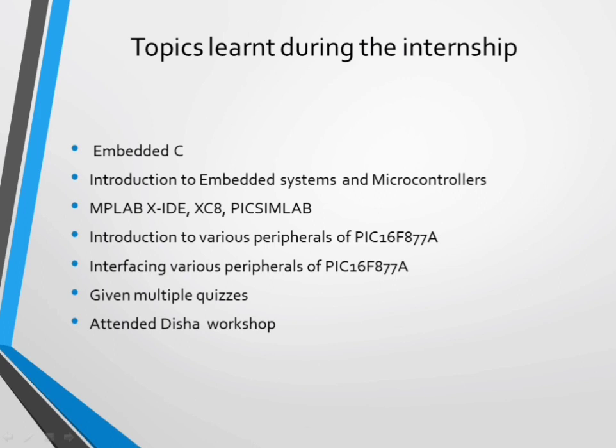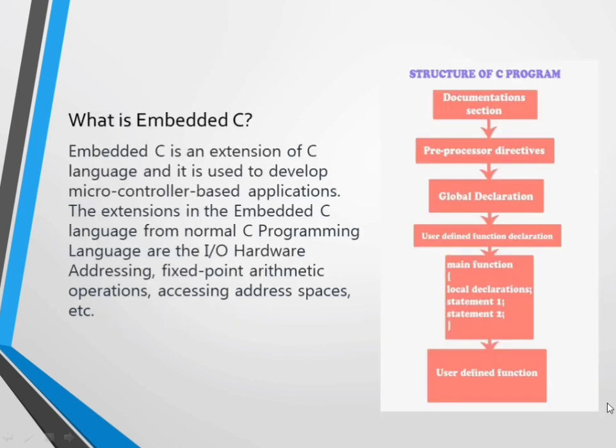Pointers. A pointer is a variable that stores the memory address of another variable. Pointers are declared by specifying the data type they point to, followed by an asterisk. Pointers are used for dynamic memory allocation and accessing elements of arrays and structures efficiently. As we have come to know a few topics from the C language, let's see what is embedded C now. Embedded C is an extension of C language and it is used to develop microcontroller based applications.